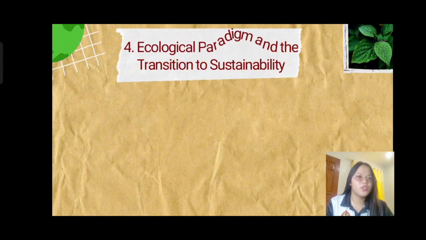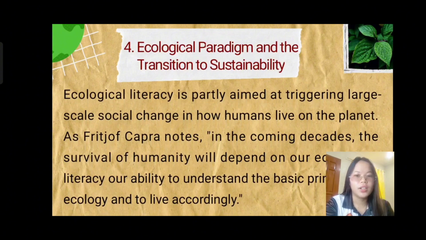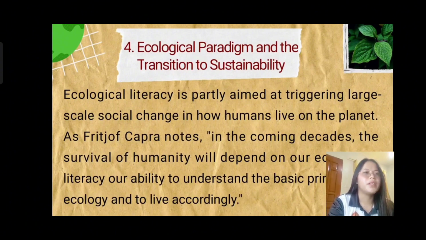The fourth one is ecological paradigm and the transition to sustainability. So, what is this all about? Ecological literacy is partly aimed at triggering large-scale social change in how humans live on the planet. As Fritjof Capra notes, in the coming decades, the survival of humanity will depend on our ecological literacy, our ability to understand the basic principles of ecology and to live accordingly. So that is according to the note of Fritjof Capra.